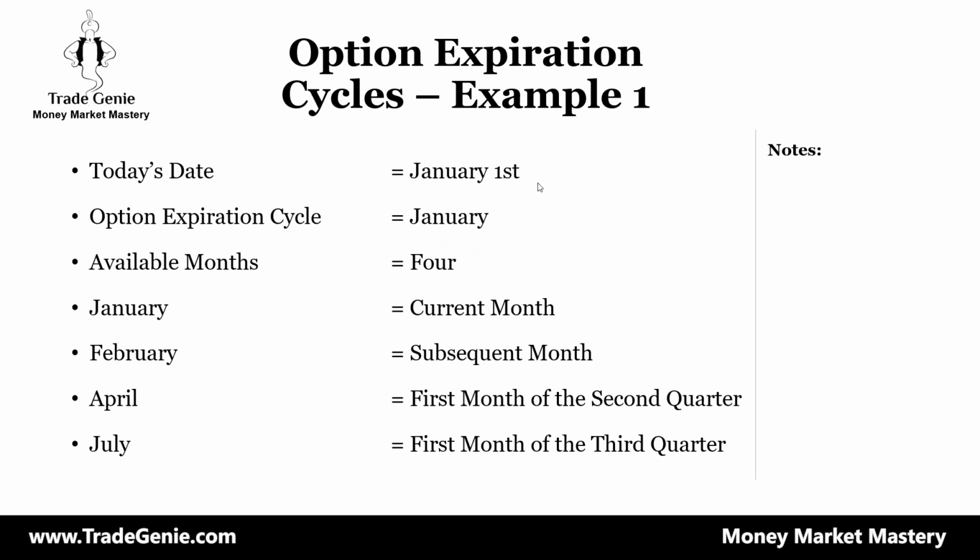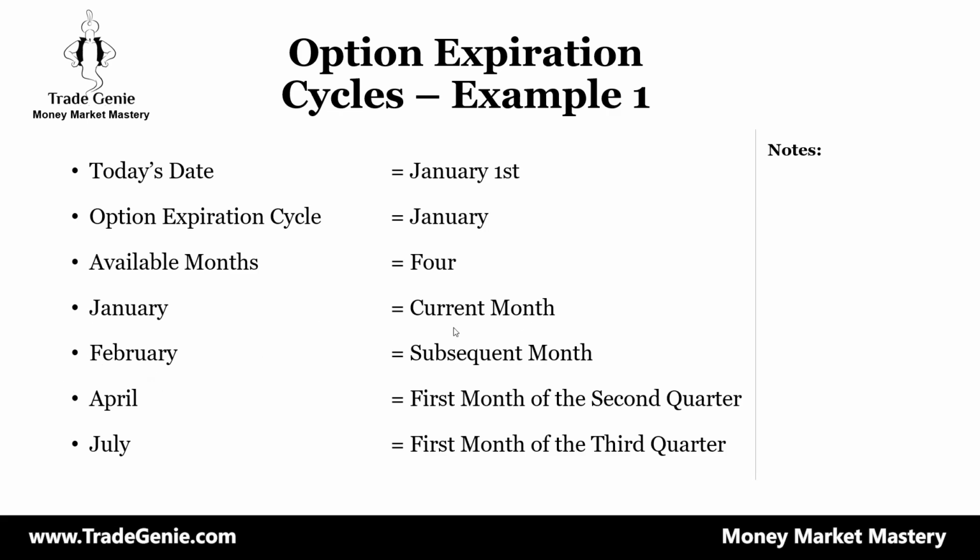Today's date is January 1st. The option expiration cycle is January. So it so happened this stock is assigned to the January cycle. The next question is, okay, 4 months are available, so which 4 months will we see immediately?